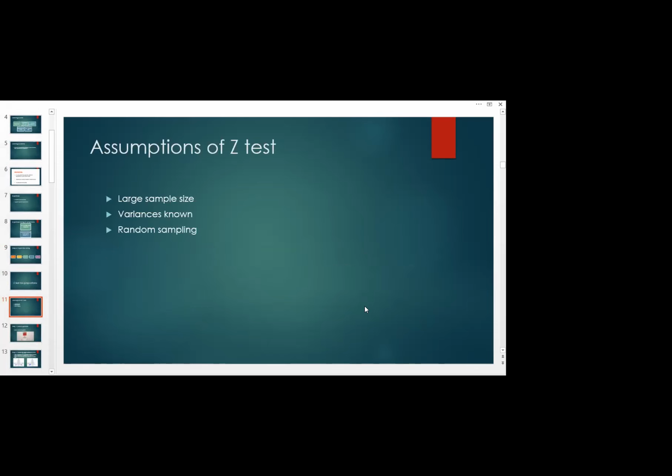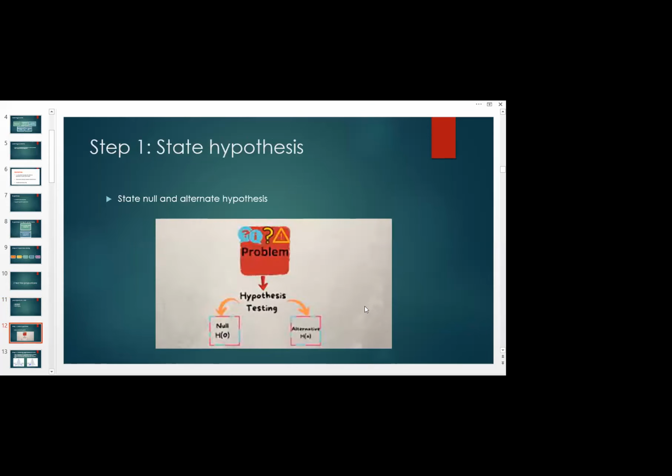Before going into steps, let's have a quick review of assumptions of the z-test for proportions. The sample size should be large, more than 30, and the variances of the population should be known. We can only apply a z-test when the variances are known and random sampling is done for collecting the sample. Now the steps of hypothesis. Step number one is state the hypothesis. We state both the null and the alternate hypothesis.